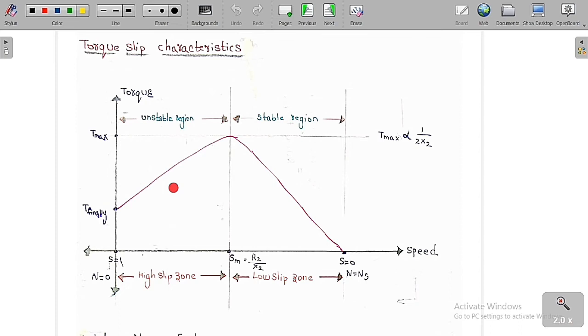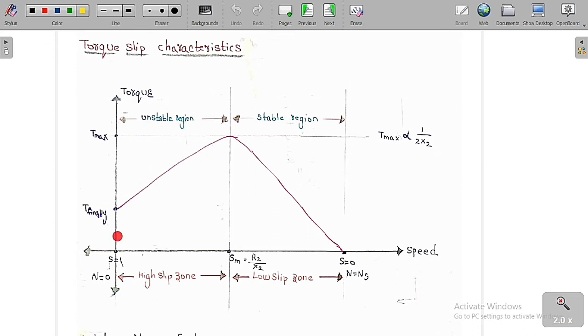So now, this is the stable region and this is the unstable region, and the maximum torque is directly proportional to 1 by 2x2. You can see clearly it is independent of the rotor resistance. It depends only on the rotor reactance. So the slip at maximum torque is R2 by x2.